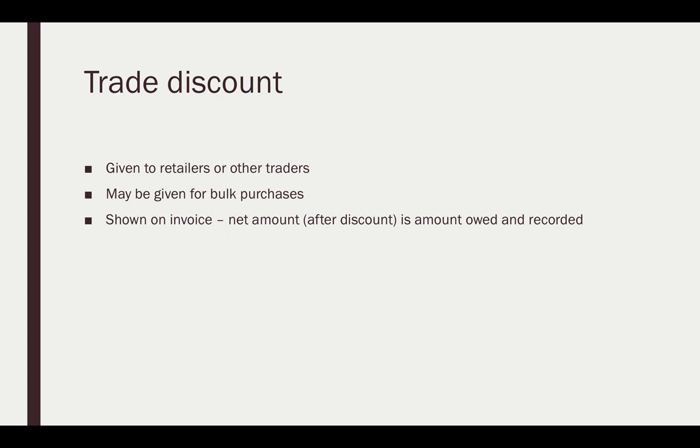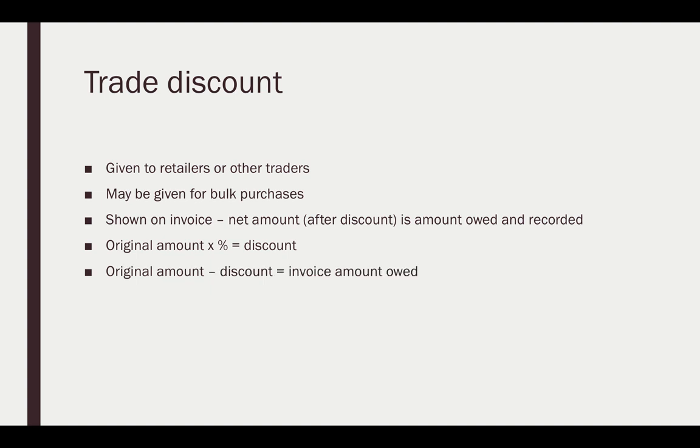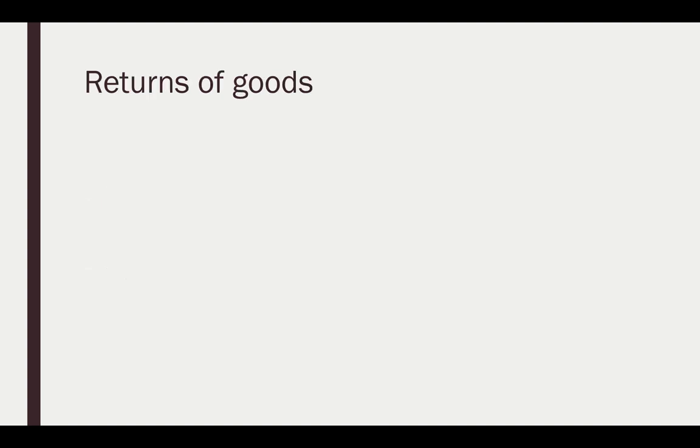The discount will be shown on the invoice, but only the net amount, or the amount after the discount that is actually owed, is the amount that is going to be recorded as your sales or your purchases. To calculate the net amount, you simply take the original amount times the percentage of the discount to get the discount, and then you subtract that from the original amount in order to get the invoice amount. In practice, you would usually just simply read this off the invoice, but sometimes you will have to calculate it yourselves.